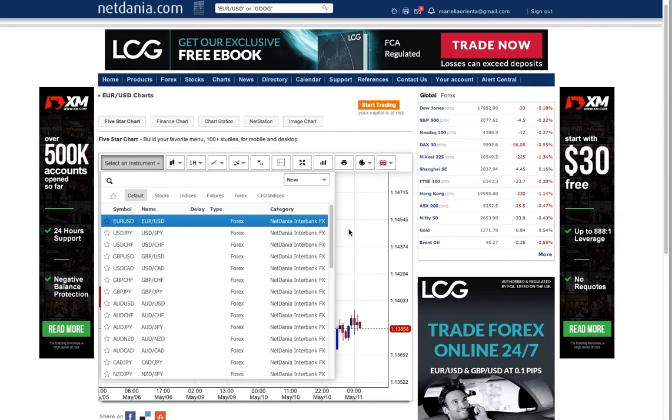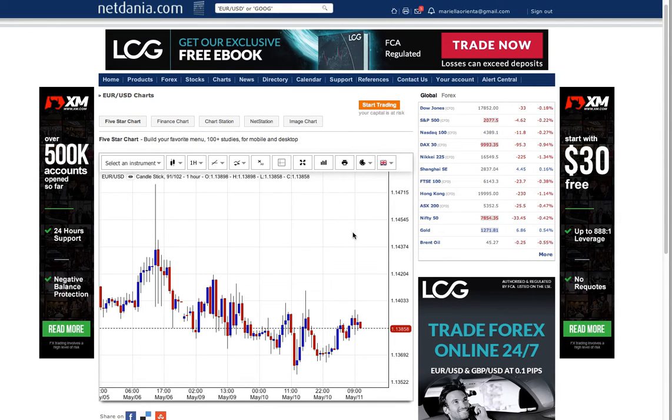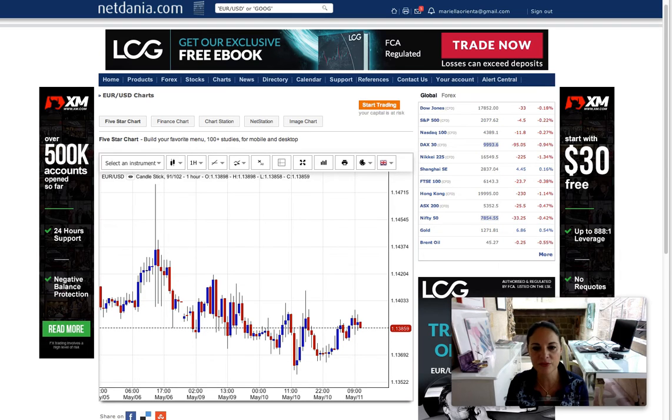Here I am on the Netdania station, which is one of my favorite stations, I have to say. The only problem with Netdania is that it's not supported by Chrome. However, having said that, it is very clear, very easy to operate, it is free, so you can access it from Safari and from Mozilla, from quite a lot of other places. So here we are looking at a candlestick chart.